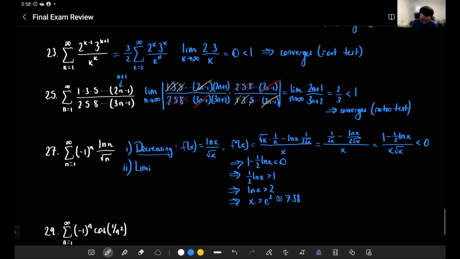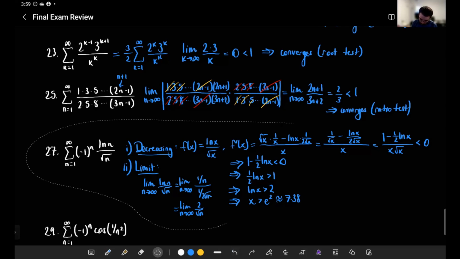Then you should also check your limit. So the limit looks like this. Natural log of n over square root of n. It takes a little bit of doing. This is another application of L'Hopital's rule. Derivative of the top is 1 over n. Derivative of the bottom is 1 over 2 square root of n. And what do we get? Simplifying this, that'll be 2 root n over n, but that's 2 over root n. And that's 0.